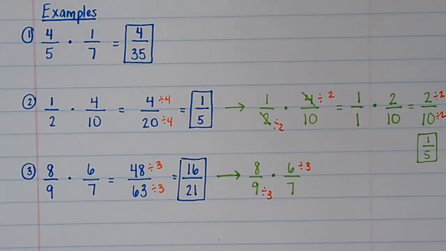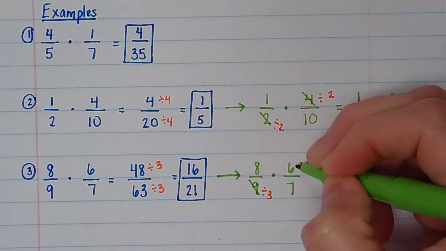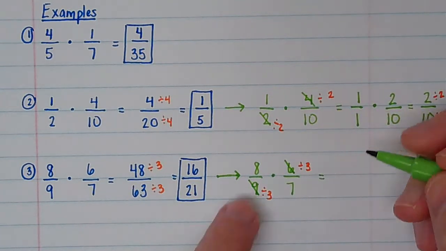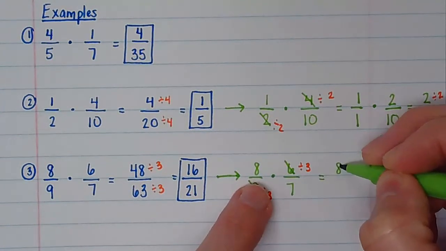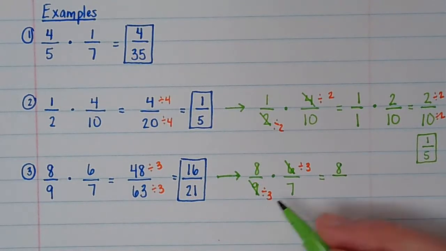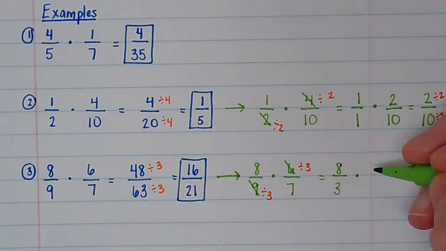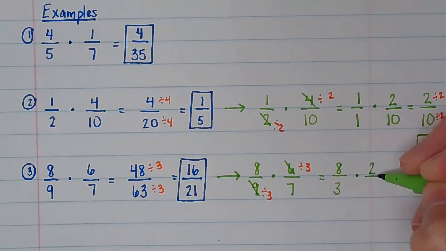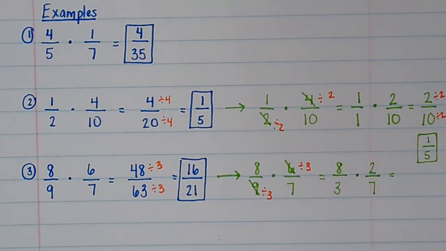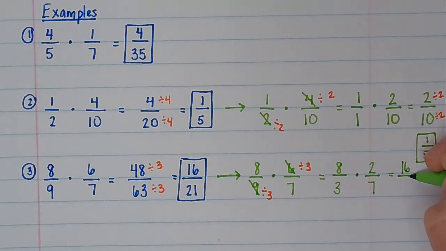all right, then I can cross this out because it's no longer going to be 9. It's no longer going to be 6. So my new problem is 8 stays the same. 9 divided by 3 is 3 times 6 divided by 3 is 2. And then the 7 stays the same. Okay? So now you're just doing regular multiplication. 8 times 2 is 16. 3 times 7 is 21. Still get the same answer.